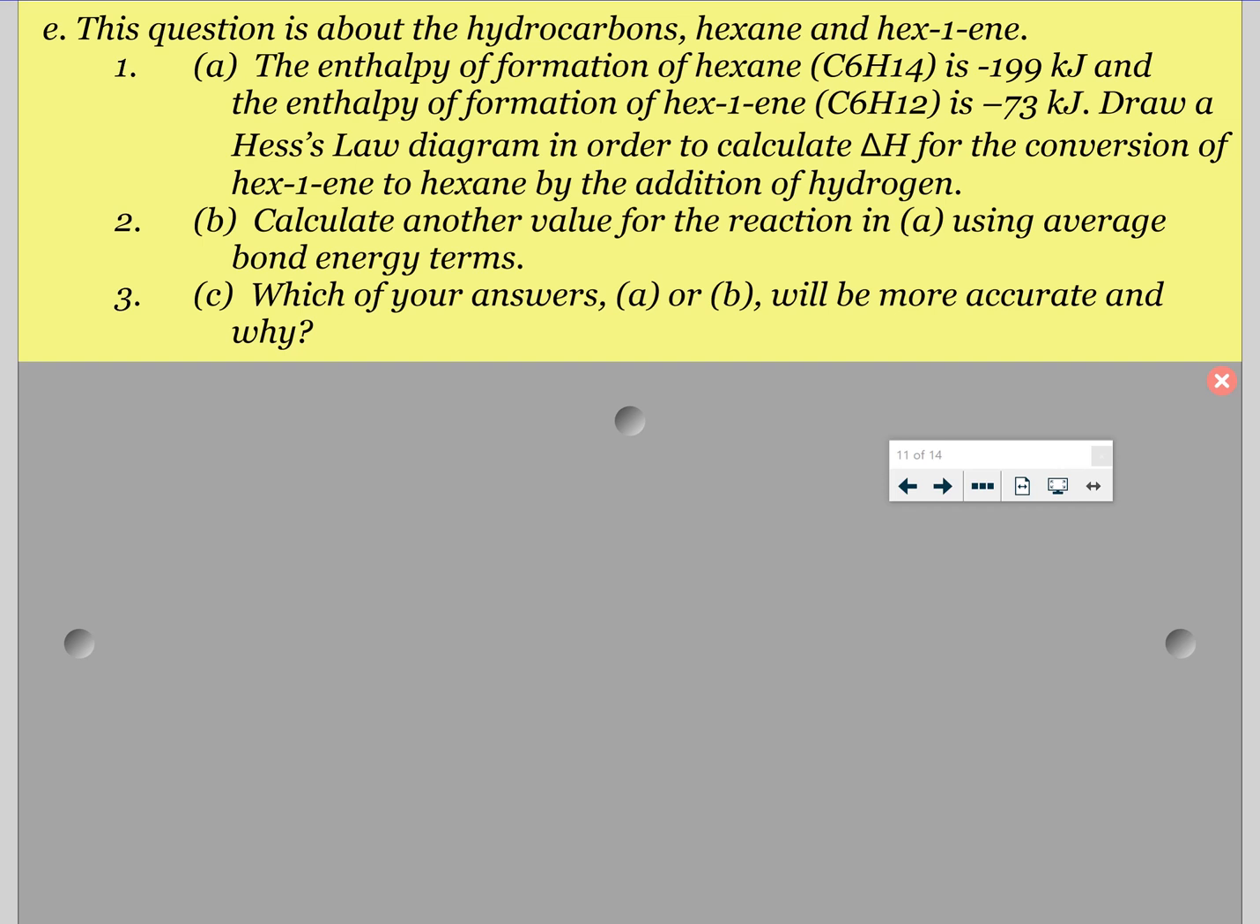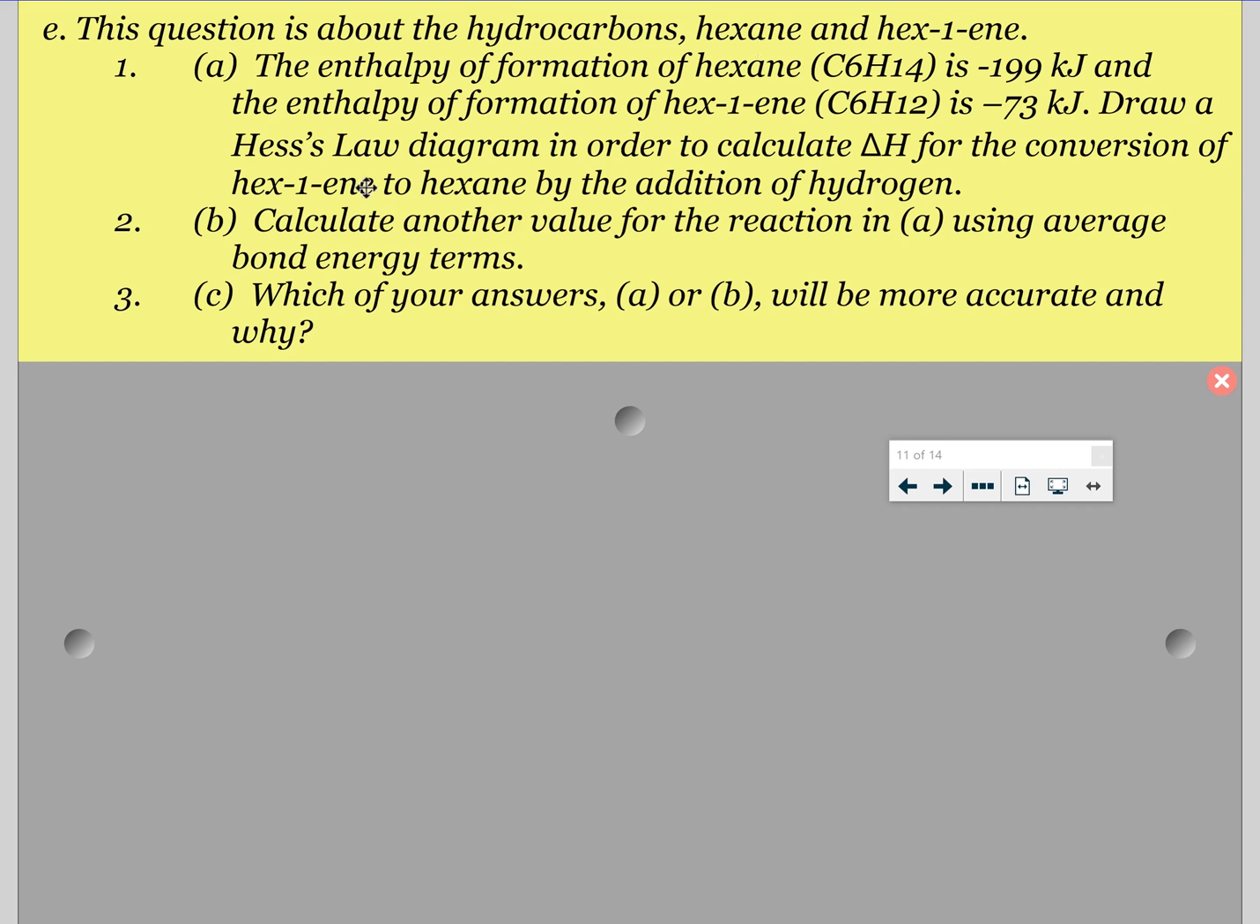So, last practice problem in the notes right here. This question is about hydrocarbons, hexane and hex-1-ene, or 1-hexene. The enthalpy of formation of hexane, C6H14, is negative 199 kilojoules, and the enthalpy of formation of hex-1-ene, C6H12, is negative 73 kilojoules. Draw a Hess's law diagram in order to calculate delta H for the conversion of the hex-1-ene to hexane by the addition of hydrogen.